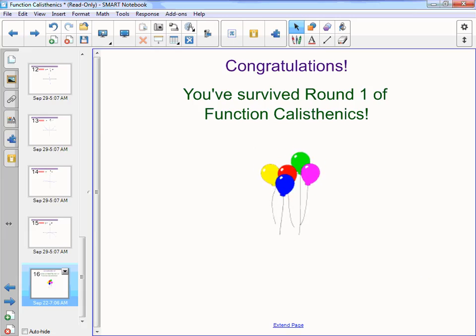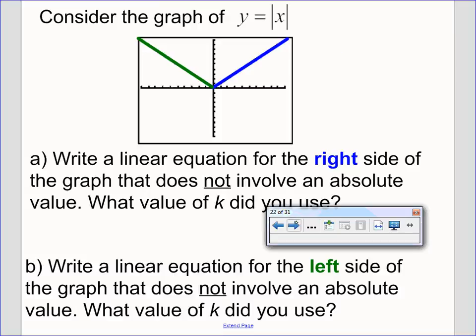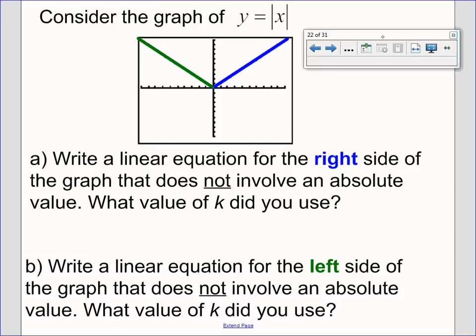Tomorrow's round 2. Tomorrow? Next class. Next class. Nice job, ladies and gentlemen. Okay. Thanks for playing along.